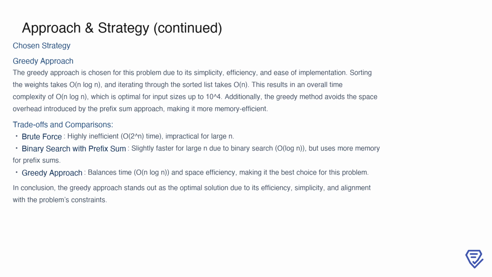Additionally, the greedy method avoids the space overhead associated with the prefix sum approach, making it more memory efficient. Comparing the options, the brute force method is clearly impractical due to its exponential time complexity, while the binary search with prefix sum adds unnecessary memory usage. The greedy approach strikes the right balance between time and space efficiency, making it the most effective and straightforward solution. Its alignment with the problem's constraints ensures that we can solve it optimally without overcomplicating the implementation.